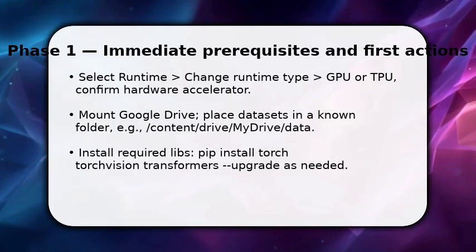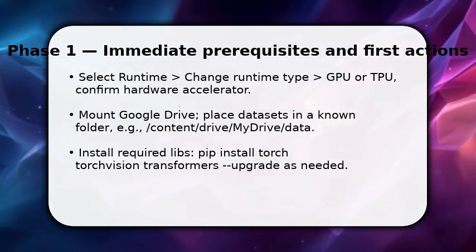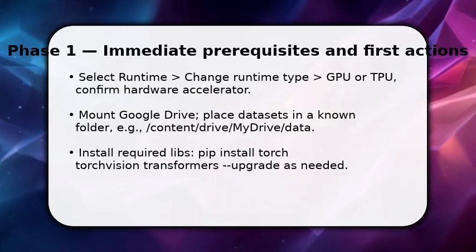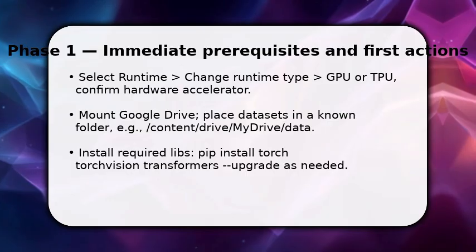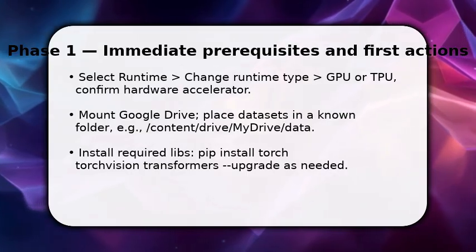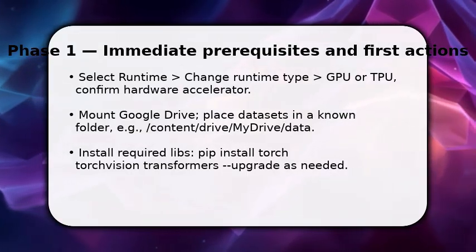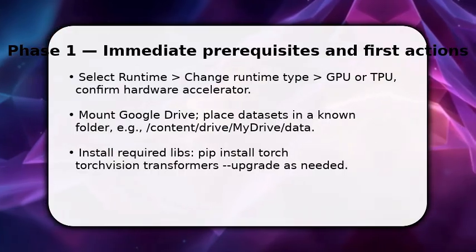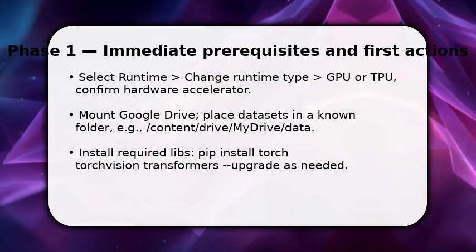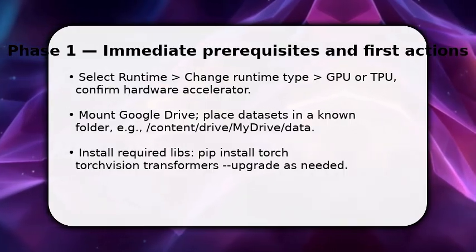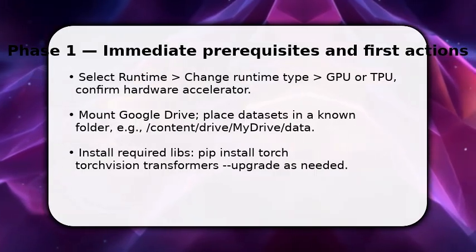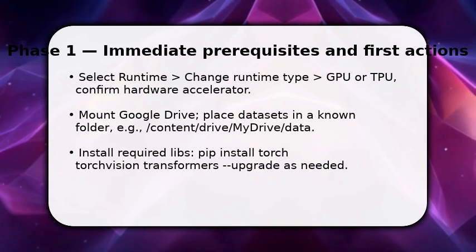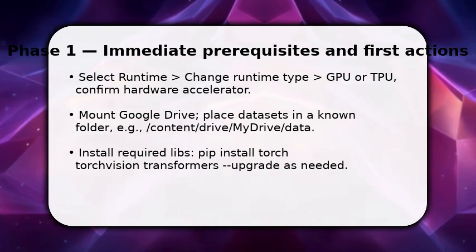Enjoy the video. You begin by choosing a GPU runtime so training runs fast. This is the first actionable choice. Next, mount your Google Drive and copy or link datasets into /content/drive/MyDrive so storage persists. Once done, install libraries like PyTorch, transformers, and any dataset helpers. Make sure versions match your code. You do this now because dependencies and data access are prerequisites to executing cells that actually start model training.